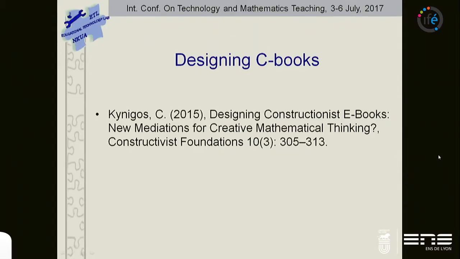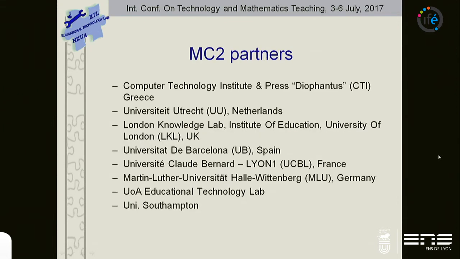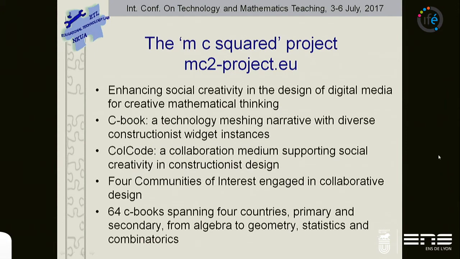So, story number one, designing C-books. This was embedded in the MC Square project. There were six academic partners: the University of Utrecht, the London Knowledge Lab from UCL, Barcelona in Spain, Lyon, Martin Luther University from Germany, and the University of Athens, University of Southampton.